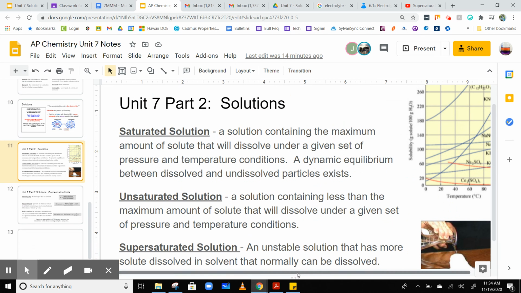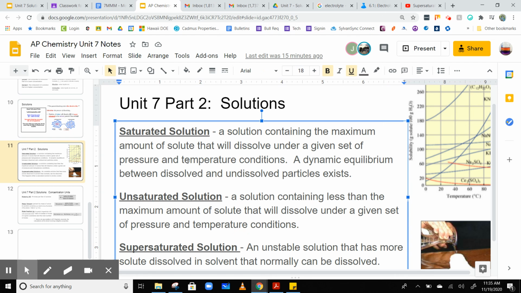So we can have three different types of solutions. We can have a saturated solution. Saturated solution means that they contain the maximum amount of solute that will dissolve under a given set of conditions, temperature and pressure. And in that instance, there will be a dynamic equilibrium between the dissolved and undissolved particles. So usually a saturated solution has more particles, like there'll be solid particles at the bottom of the solution.